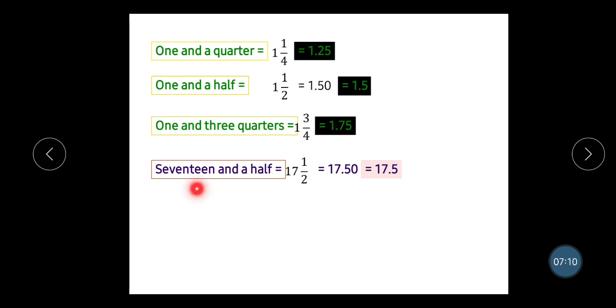Lastly, 17 1/2. 17 we will write as it is, and 1/2, half, is represented as 1/2. In mixed fraction, 17 1/2 is written as 17 and 1/2. Half you can write as 0.50. So 17 plus 0.50 we will get 17.50. Or you can write half as 0.5. So we will get 17 plus 0.5 as 17.5. So 17 1/2 in decimal form is written as 17.50 or 17.5. Both the things mean the same.